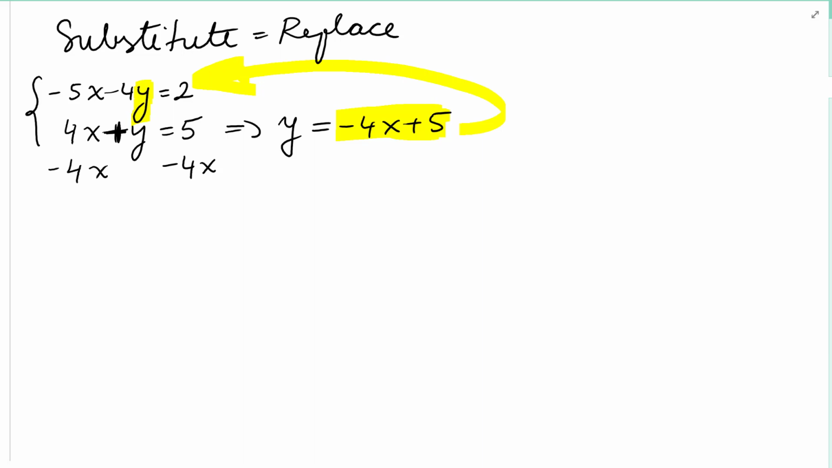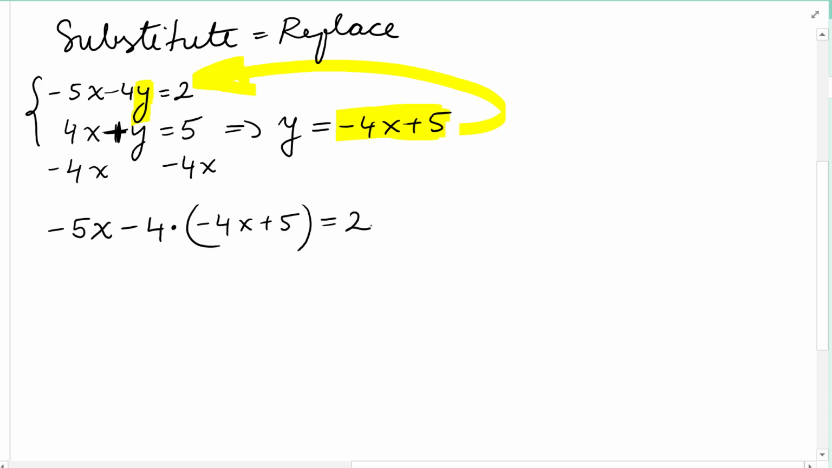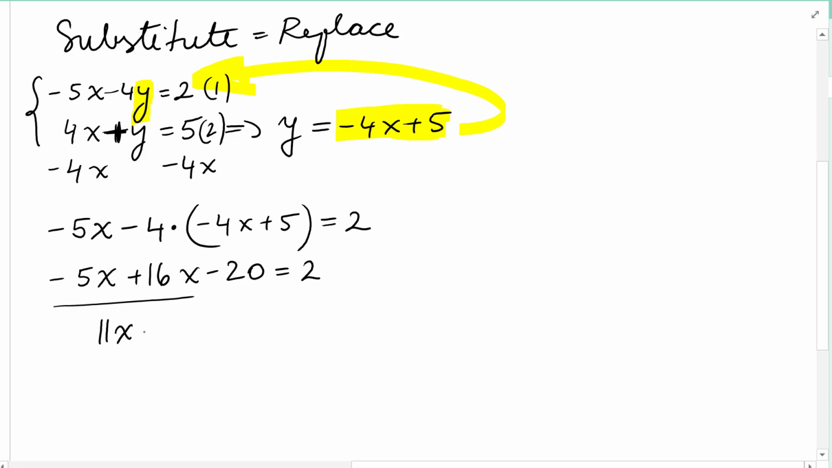So what is the first equation going to become? Minus 5x minus 4 times, and instead of y, I'm going to put minus 4x plus 5, equals 2. So from these two equations, 1 and 2, I ended up with only one linear equation, and we get minus 5x plus 16x minus 20 equals 2. If we add like terms, this is a linear equation. So 11x equals 22, divide by 11, and we get x equals 2.